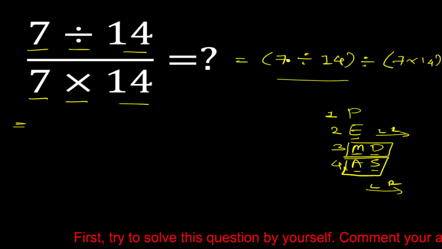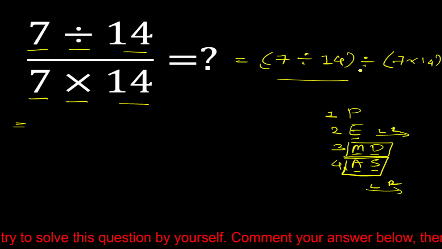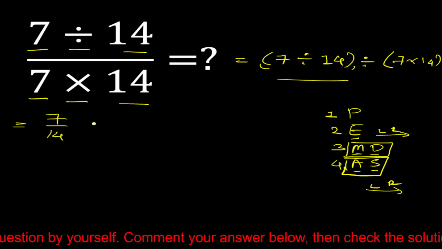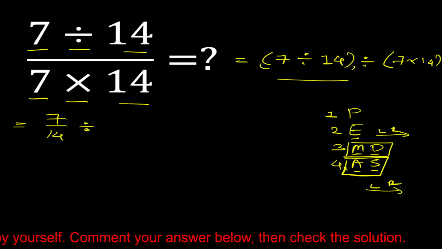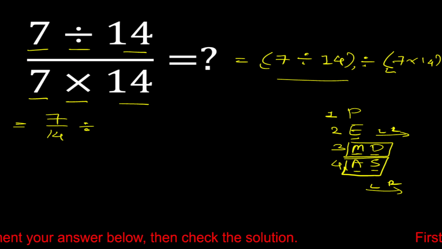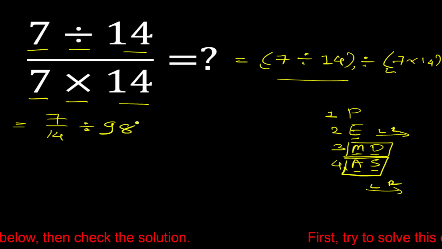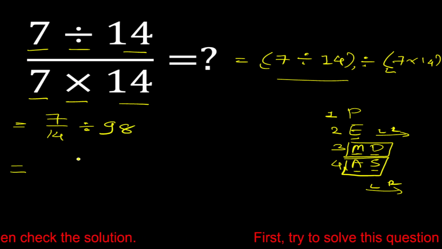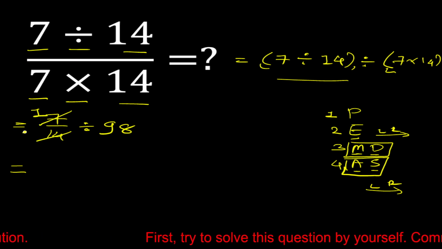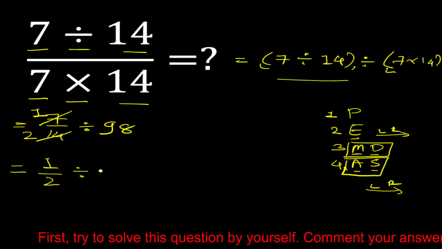Okay, so first we have to solve this part, this parenthesis. 7 divided by 14, so we can write as 7 upon 14, divide. Now 7 multiply 14 is equal to 98. Okay, so 7 divided by 7 is equal to 1, 14 divided by 7 is equal to 2. So 1 upon 2 divide 98.